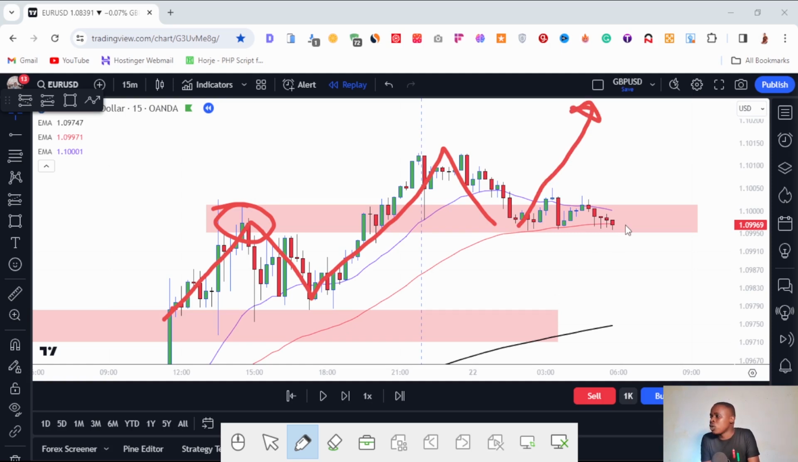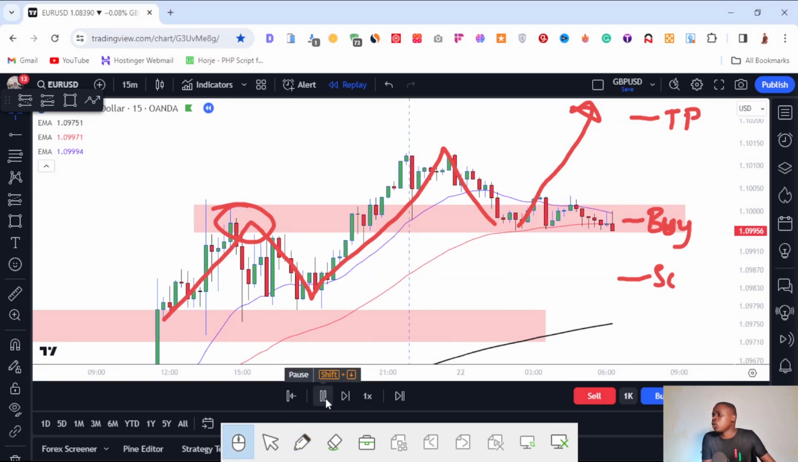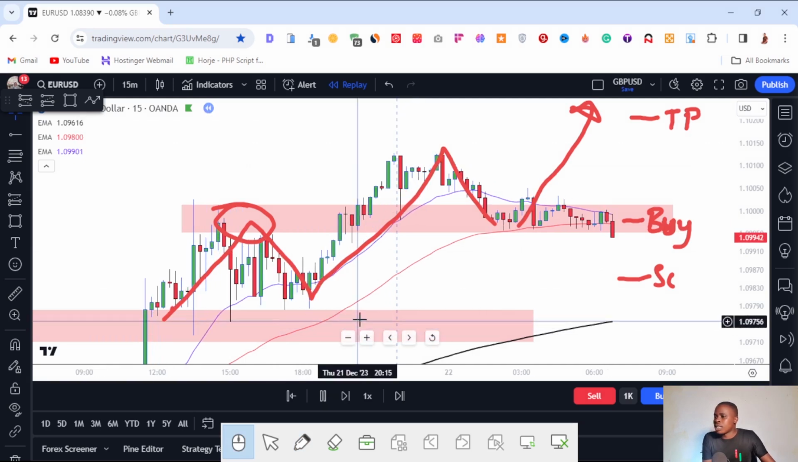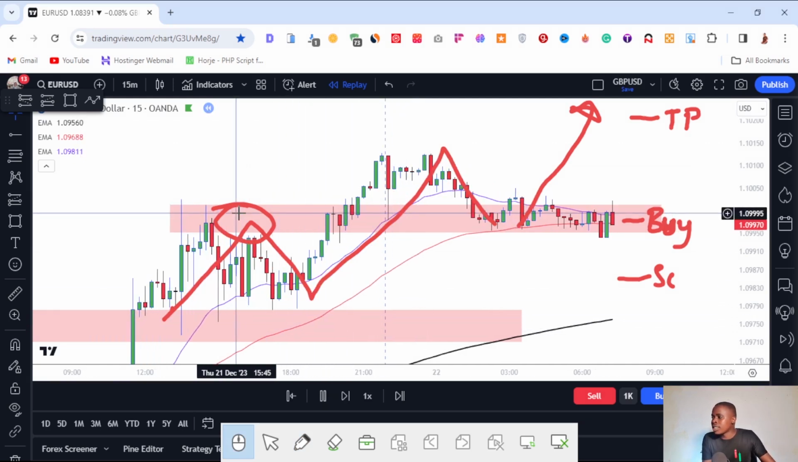So this is a good place to buy, right? And you take profit here. You close or you take profit. Then we have a stop loss down below here. That's how the market works. So let's see what happens next. The market will likely push to the upside because this is an area of value, right?